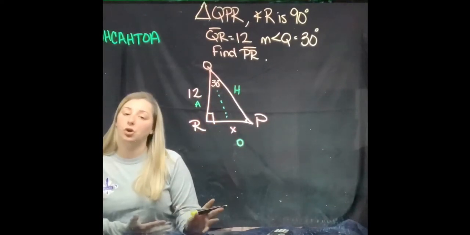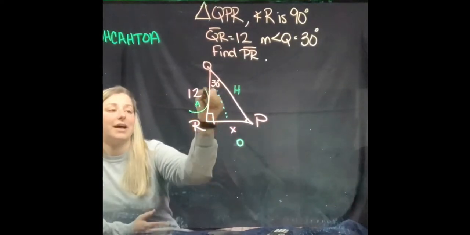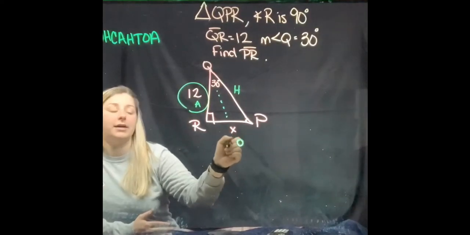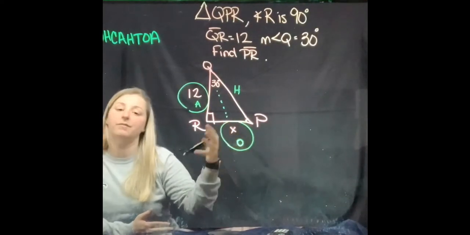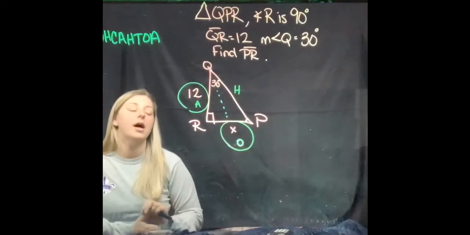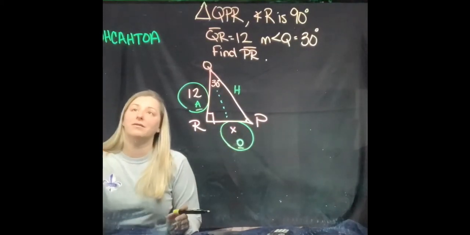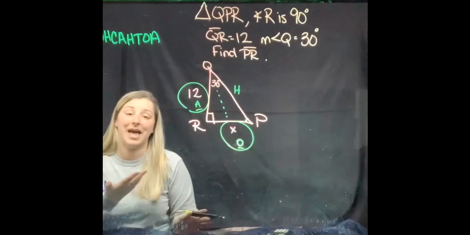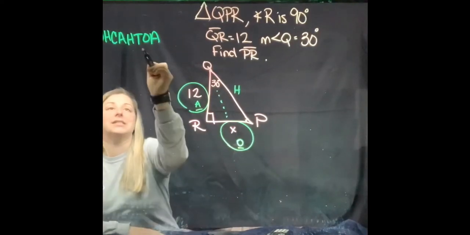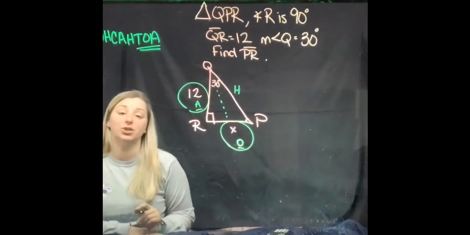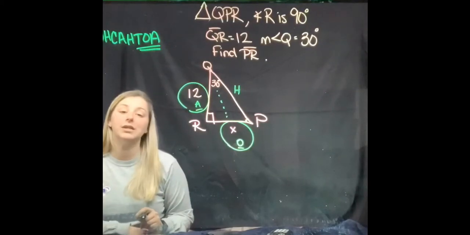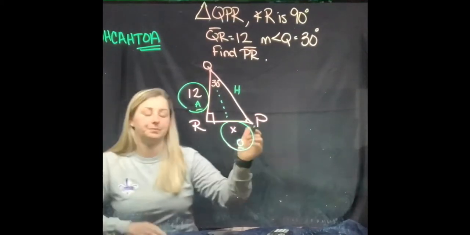Now, I always circle what I have. I notice that I have this piece here, and I have this label. I don't have the value of it, but I do have the label. And I notice that it is A and O. So I look to see in SOHCAHTOA which one has an A and an O. And the one that does is the TOA piece, which happens to be tangent. So we're going to set up our trig ratio with tangent.